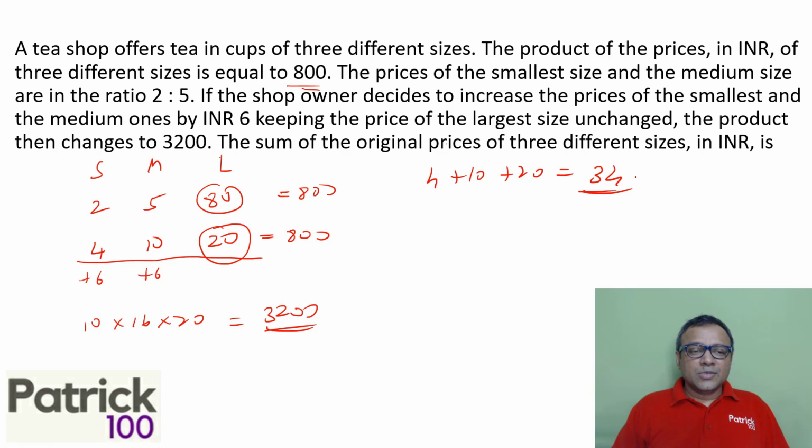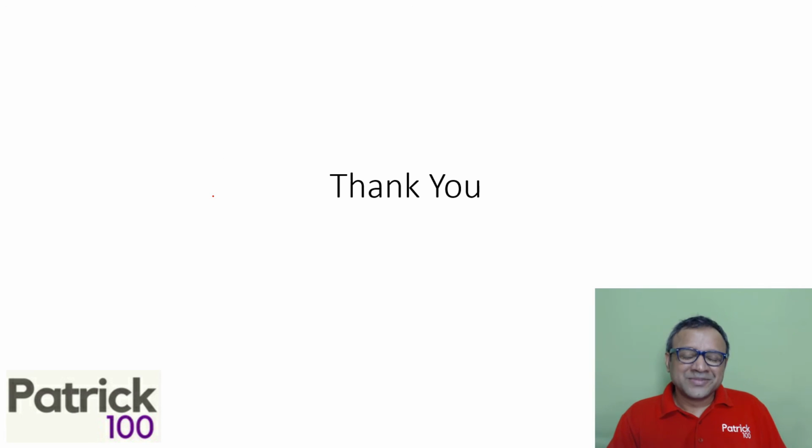That's the answer. I mean, you could have substituted the first one, but by looking at the numbers, you can make out that the large size will not be very big and the medium will not be very small. The large size is slightly bigger than a medium size. So 4, 10, 20 is the most probable answer. But there's no harm in checking for 2, 5, 80 and then checking for 4, 10, 20. It will not take much time. But yes, putting values and trying it out will be much faster to get the answer. Hope that's clear. Thank you.